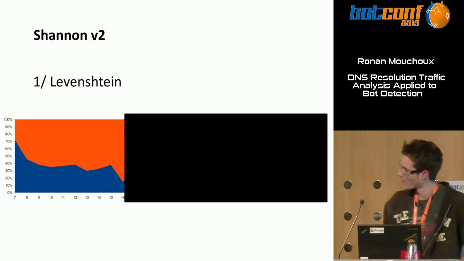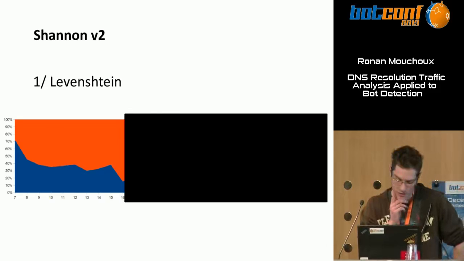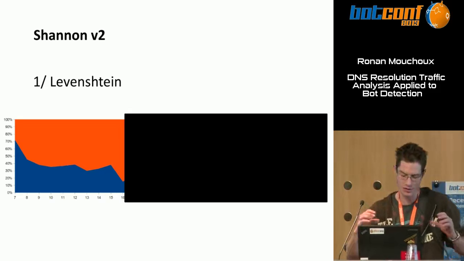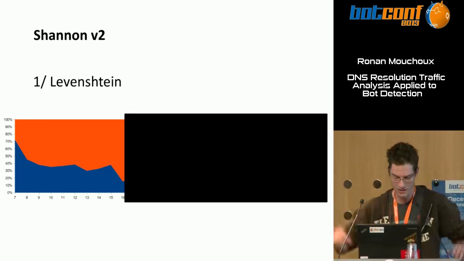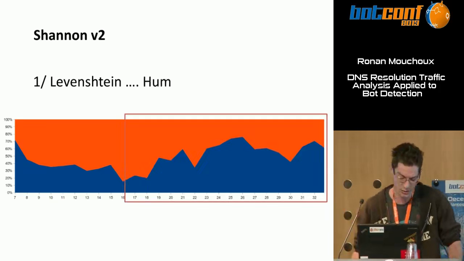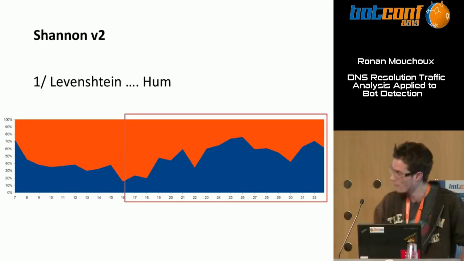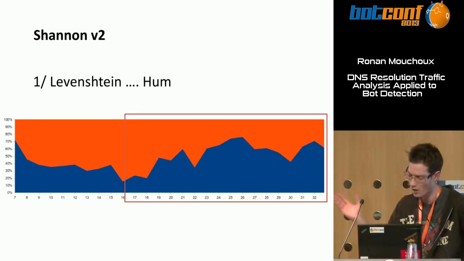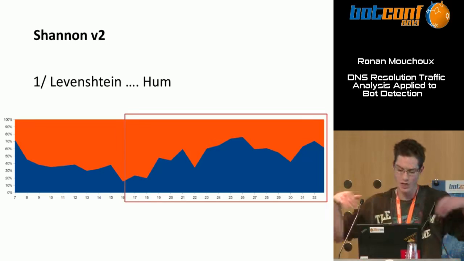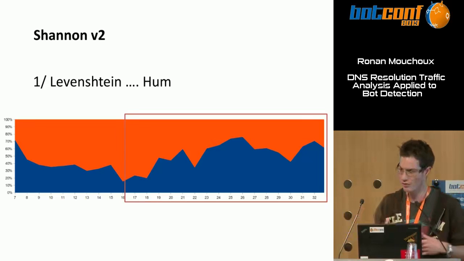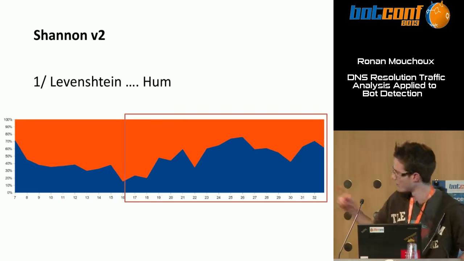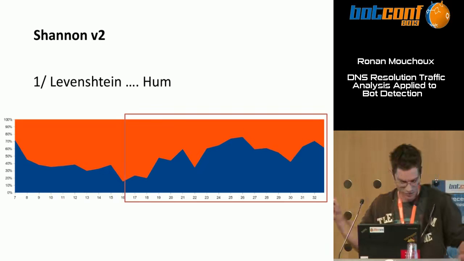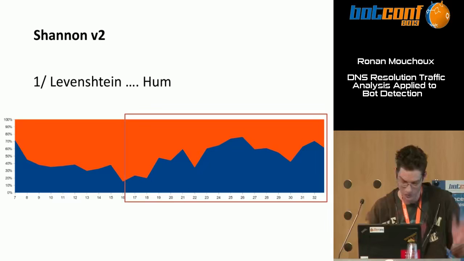For Levenshtein, it was a great idea, but the first time I did it, I restricted my score table to 16 because I thought it was already a big distance, but it was not, and it was totally not relevant. So there was absolutely no segregation between legit and malicious. Legit is in red and malicious is in blue. Sorry.